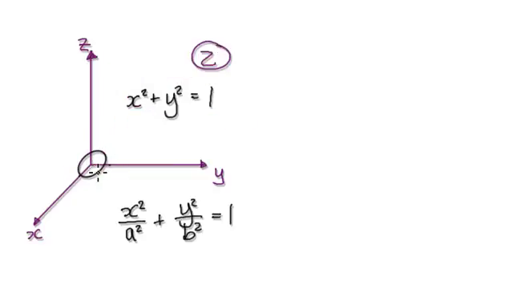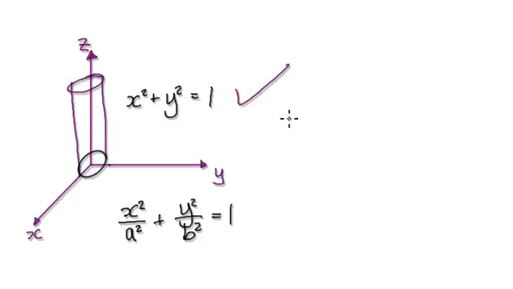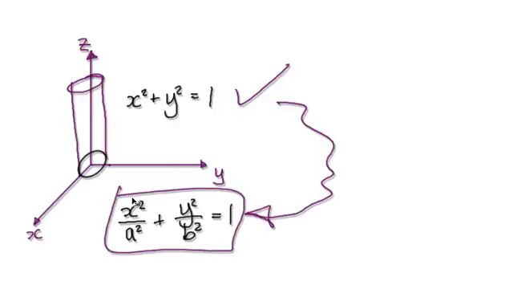Because z is not in play, it's going to get dragged in the z direction. So as a result, it will give you a cylinder in 3D. So we've already seen this. In this video, we're going to try and understand this equation in 3D.